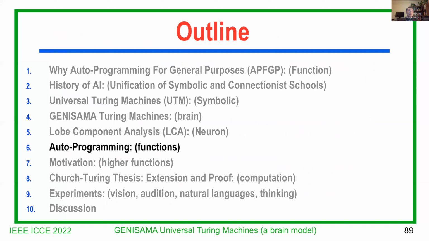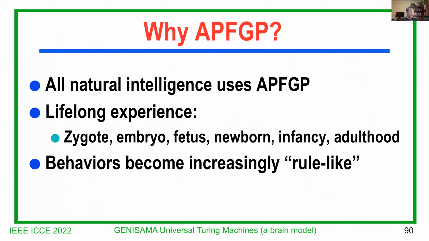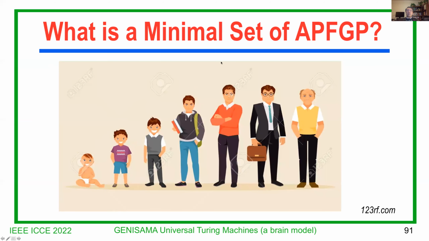The next one is auto-programming. Why do auto-programming, APFGP? All natural intelligence use APFGP. And over the lifelong experience, so on zygote, embryo, fetus, newborn, infancy, adulthood, behavior becomes more and more smart. And what is the minimal set of APFGP, through the very big difference in terms of behavior, in terms of size of network.